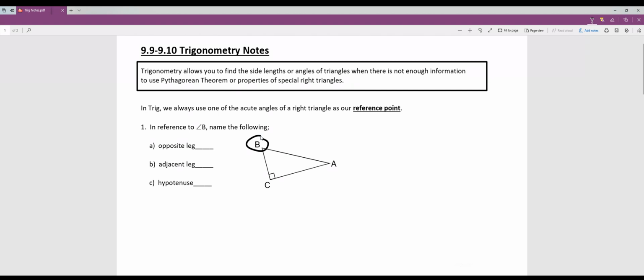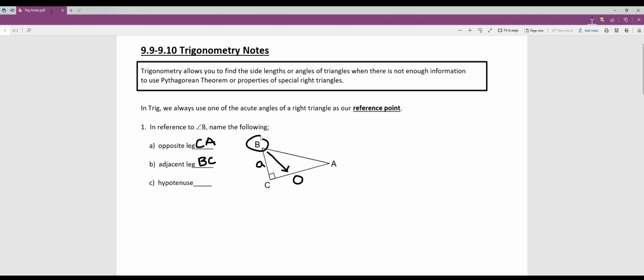So let's start with our opposite leg. If this is my reference angle here, angle B, my opposite leg is the leg opposite of angle B. So I'm going to label that with an O on my triangle, and that is side CA. CA is my opposite leg. Okay? Now my adjacent leg is the leg that touches angle B. And so that is this side right here, BC, leg BC, and I'm going to label that with an A for adjacent. So I have my opposite side, my adjacent side, and now I need my hypotenuse.